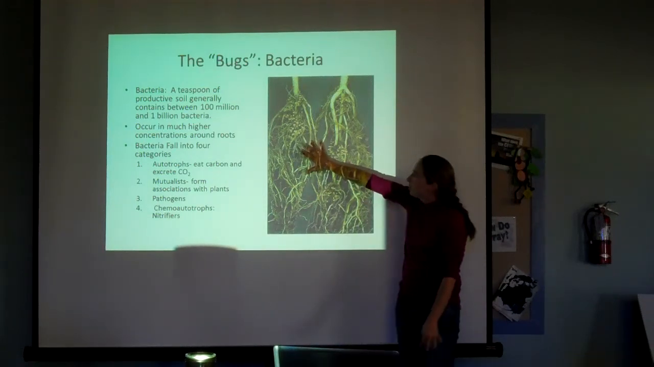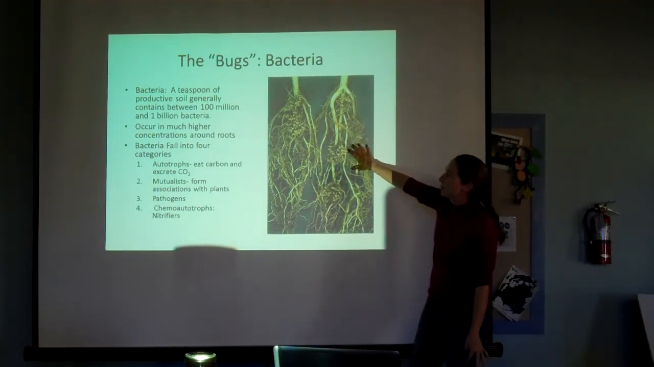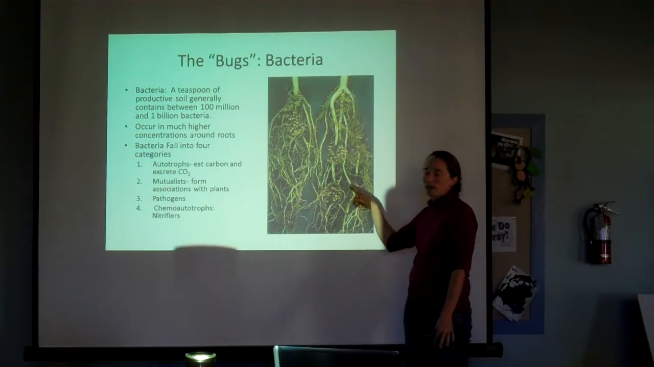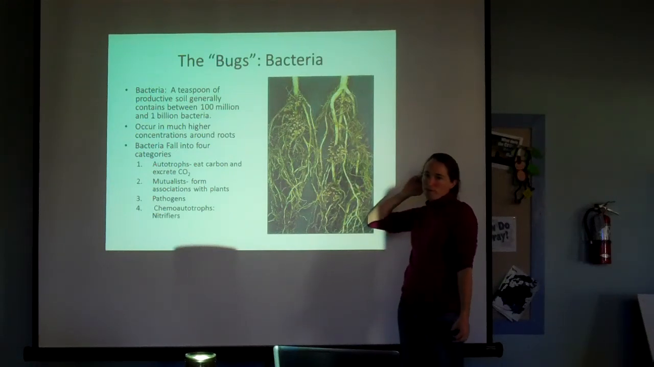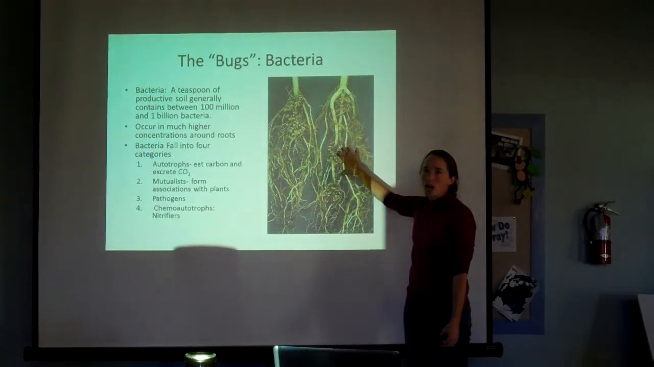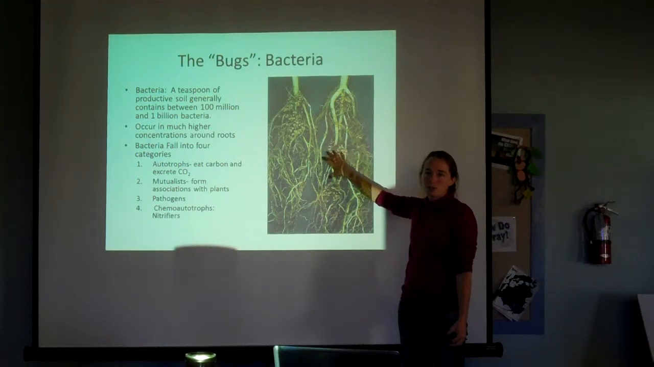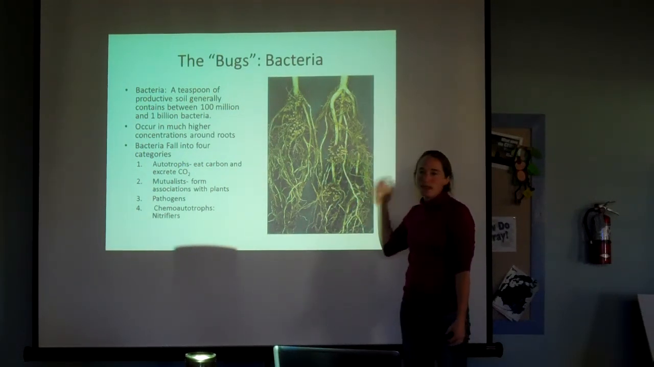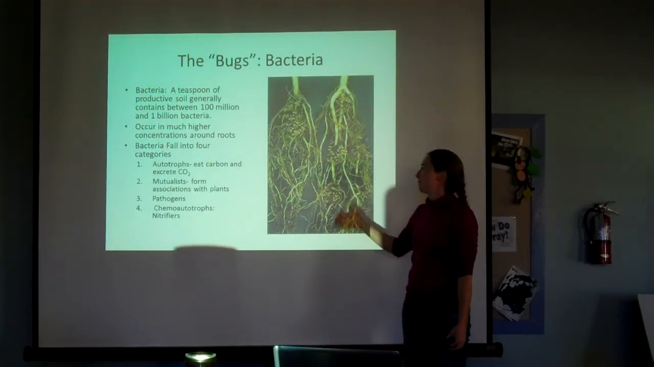The bacteria occur in much higher concentrations around roots. We call that the rhizosphere. It's defined as being a millimeter around the cylinder of the root. Bacteria are found in 10 to 100-fold higher concentrations right around roots. The reason for that is the plants want them there. They make chemical signals that talk to the bacteria.